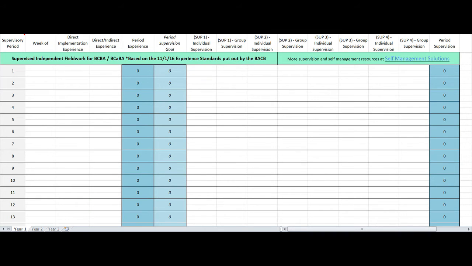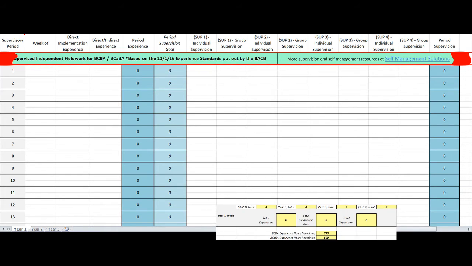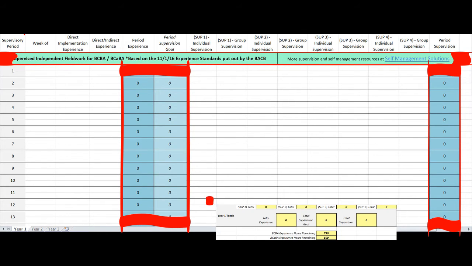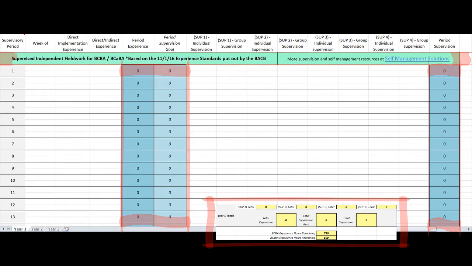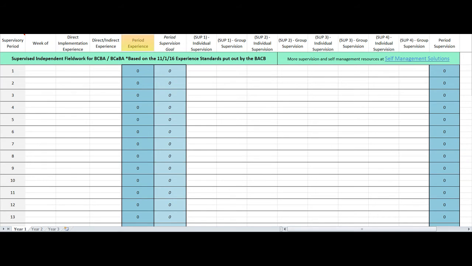Continuing on to the right of that, we have our first blue colored cells. And just a quick note about all of the colored cells on this tracking sheet, these all contain formulas and they are locked, therefore you cannot modify any of the colored cells on this sheet. So our period experience is going to total the experience acquired for each supervisory period on this tracking sheet. Again, for independent fieldwork, that's going to be every 2 weeks.